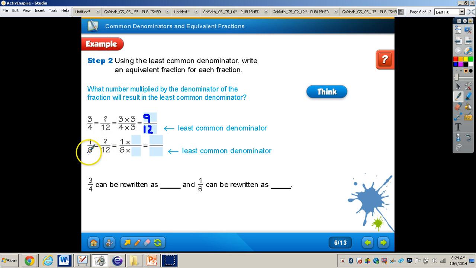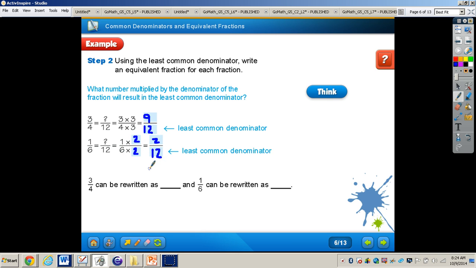Think about that 6. What do we do to that 6 in order to make it a 12? We multiplied it by 2. So since we multiplied the denominator by 2, we must multiply the numerator by 2. Both numerator and denominator. 1 times 2 is 2. 6 times 2 is 12.